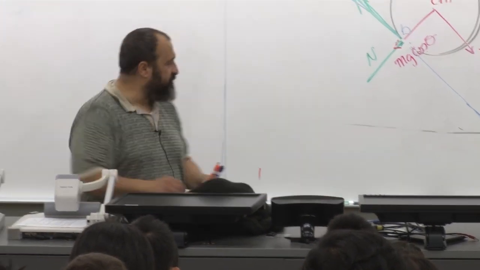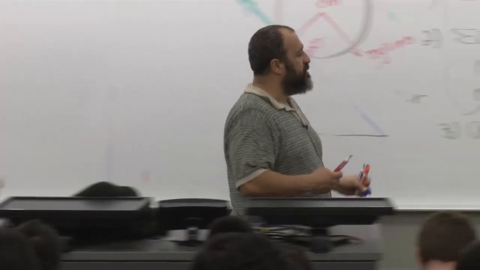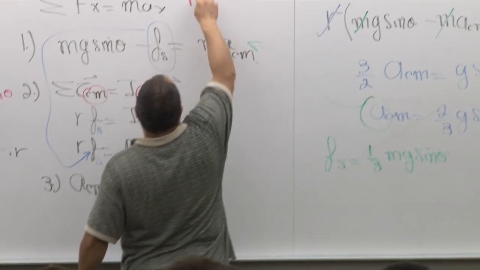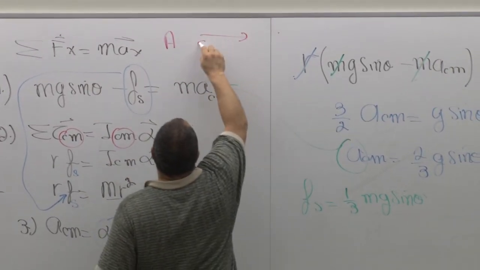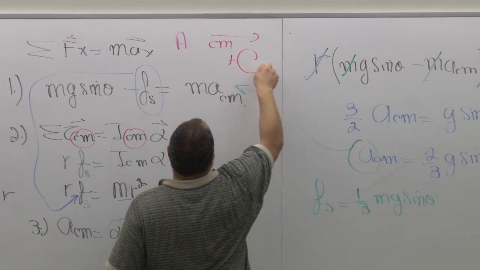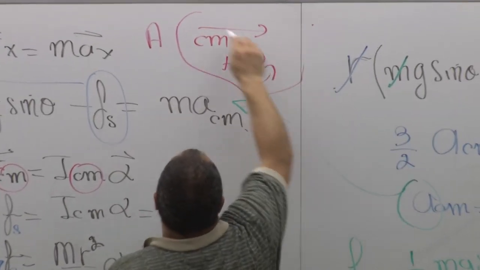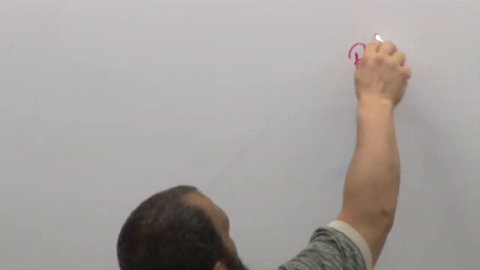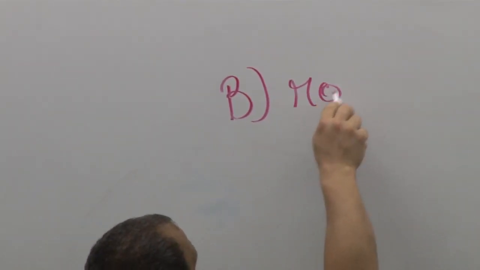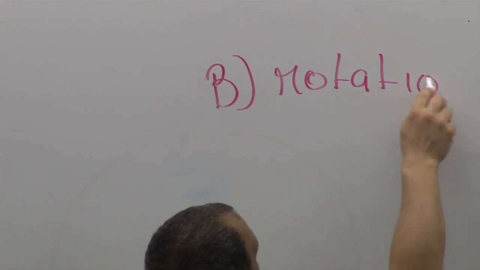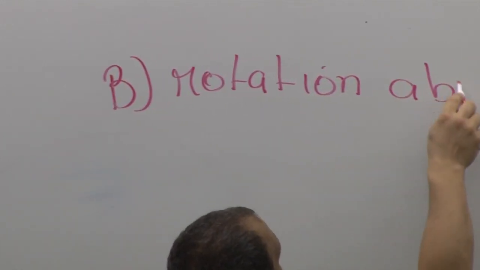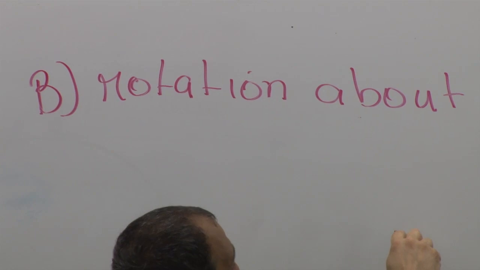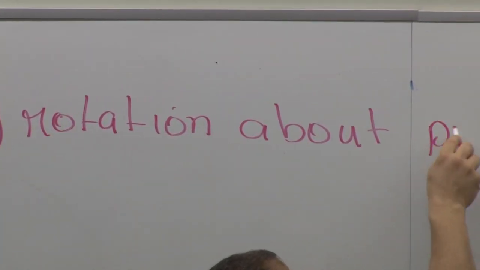Let me now consider approach A, I will call it. This is approach A, whereby we have translation of center of mass plus rotation about center of mass. That is approach A. In approach B, I am going to think of this motion as a rotation about that pivot at B, about point B.